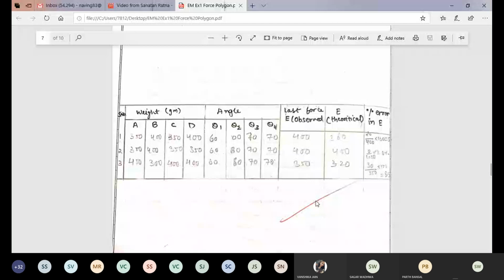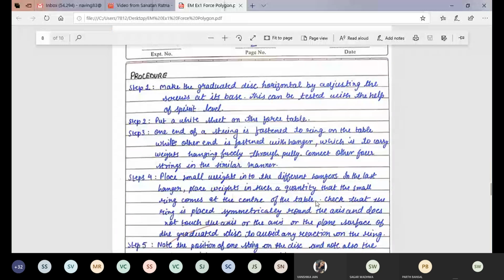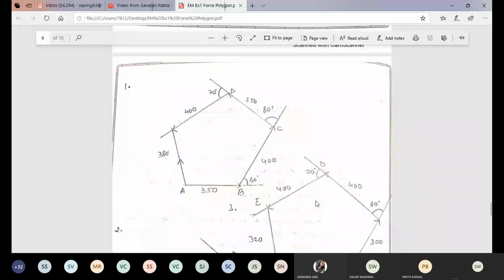So this is the observation table, and this is the procedure that the students had made. And after that, you can see the polygon. Now it is visible to you, this polygon, how it is prepared. Yes, sir. Can I explain one so that you can easily make the others?